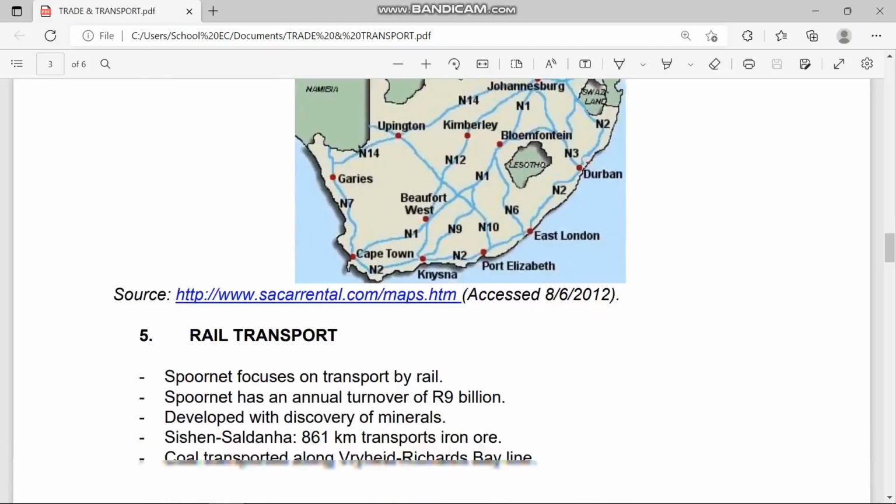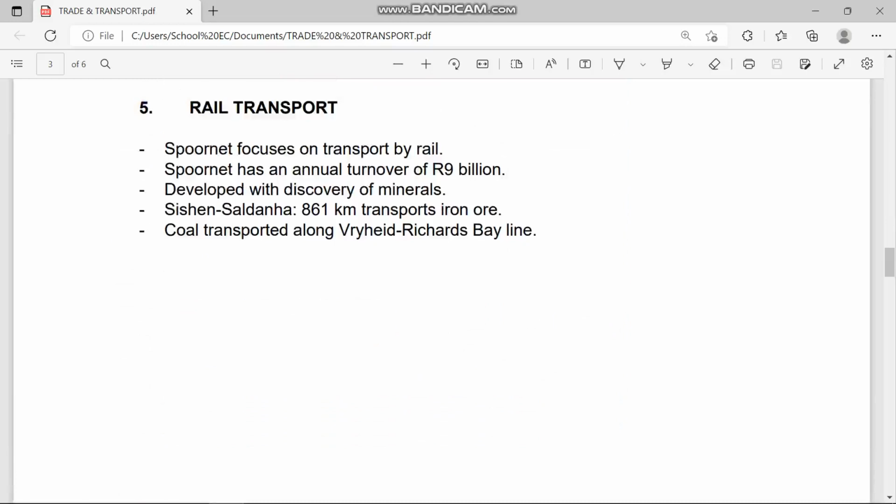Let's go down to rail transport. Rail transport means train. A train is used to transport passengers, and to transport goods and services. Mostly goods and services nowadays here in South Africa, but in other countries it's mostly used for transporting passengers, commuters, workers and so on. Spoornet focuses on rail transport here in South Africa.